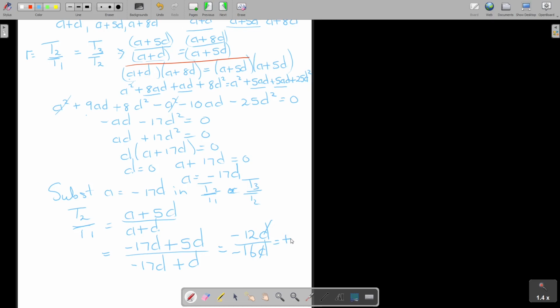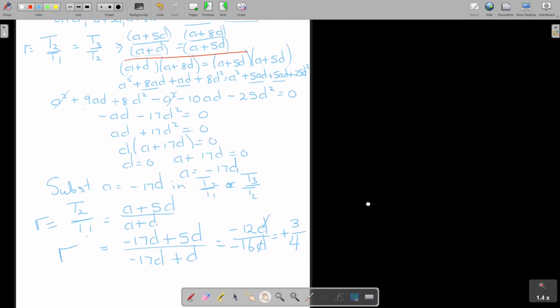3 can go in, or 4 can go in. 4 can go in 3 times, and 4 can go in 4 times. Okay, did you see that? So basically, this is how I get the value of R. Remember, to get the value of R is T2 divided by T1. You could have done the same, and I'm just going to show you.